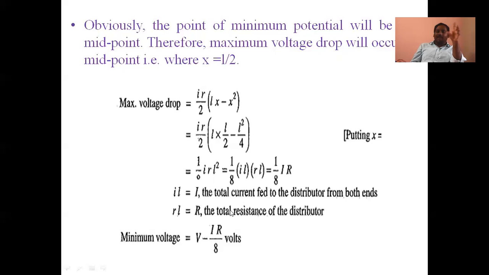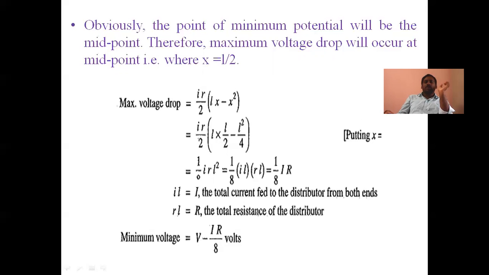Finally, this is the maximum voltage drop. The minimum voltage is the total potential minus the maximum voltage drop, that is V minus IR by 8. That is the minimum voltage. Like this we can calculate, and based on this we can do a problem.